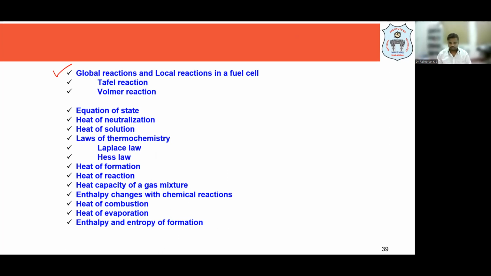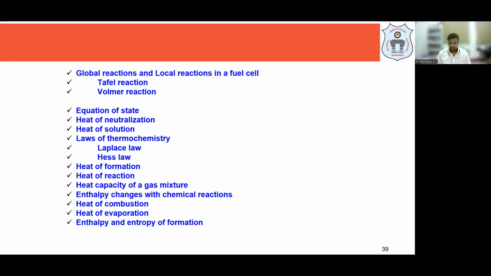In a fuel cell, we say a complete circuit is formed when all the components are present. What are the components present? Let us see. Let us start with the global reactions and local reactions taking place at the anode and cathode in a fuel cell. A complete circuit is formed when all the components are in place under proper conditions and a continuous flowing current of ions and electrons can be maintained.